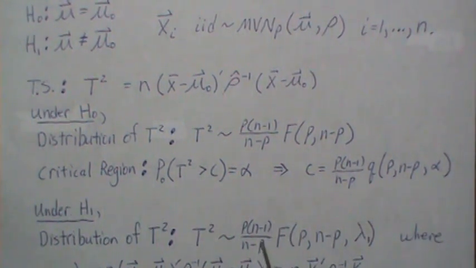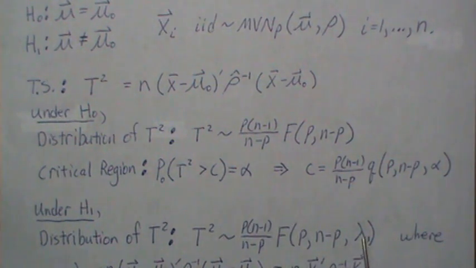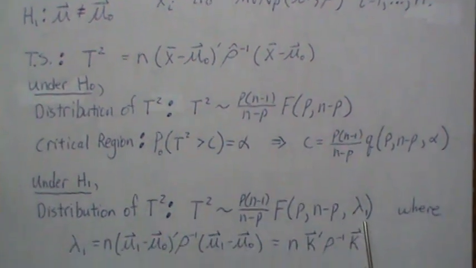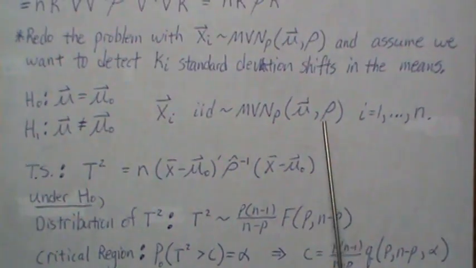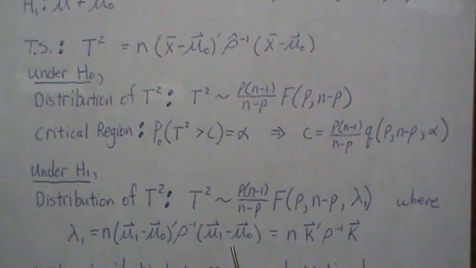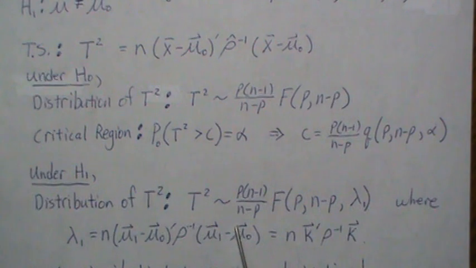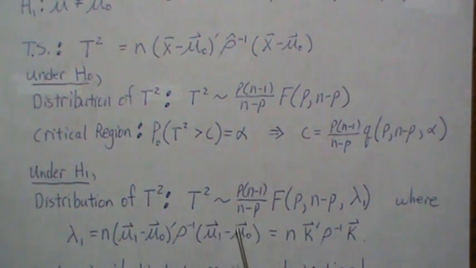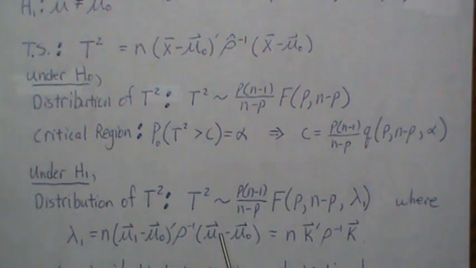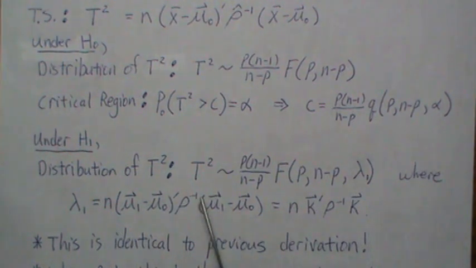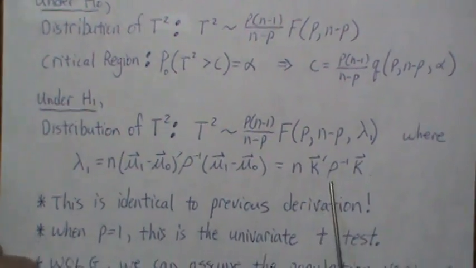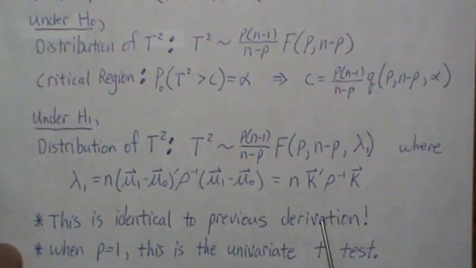Now under the alternative hypothesis, the distribution of our test statistic follows a multiple of a non-central F distribution. This is the same multiple, and this is a non-central F, but the noncentrality parameter is a little bit different. So lambda 1 is n times the difference in the mean vectors, the inverse of our covariance matrix that we're assuming is true, and the difference in the mean vectors. But if we think about this as a multiple of our standard deviations, it's actually just k, because the standard deviations are all 1. So we end up with this, and this is the noncentrality parameter. But this was the identical noncentrality parameter as the first test.